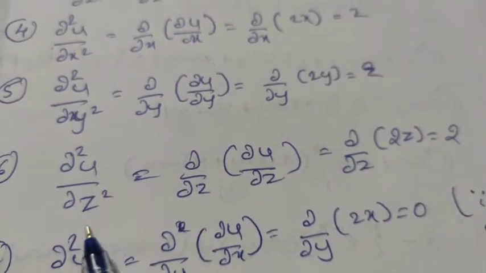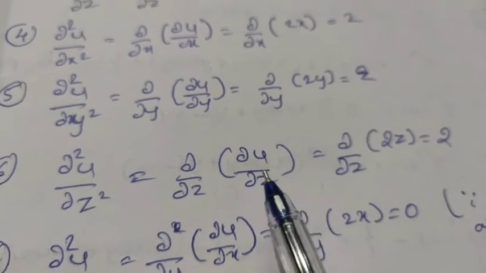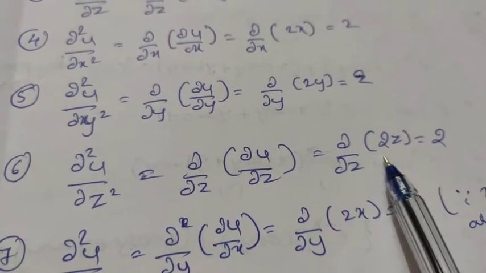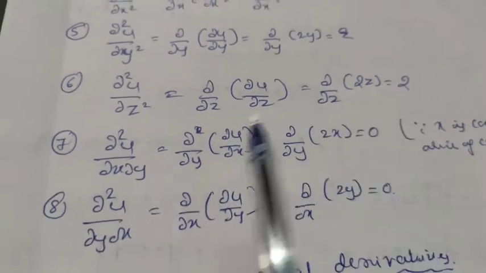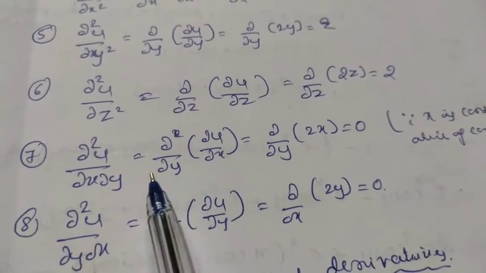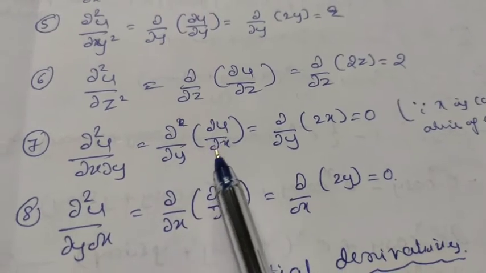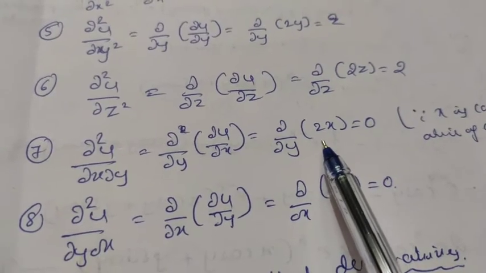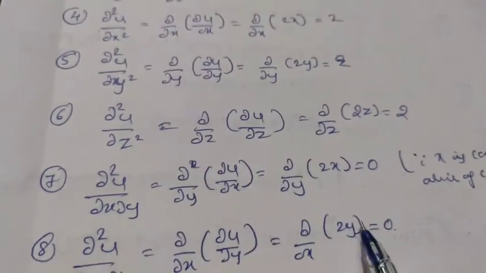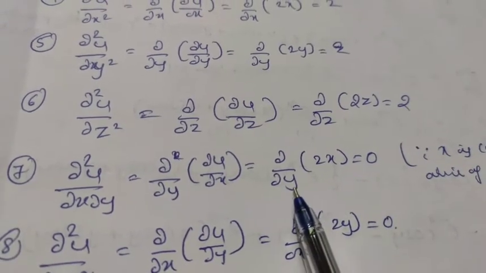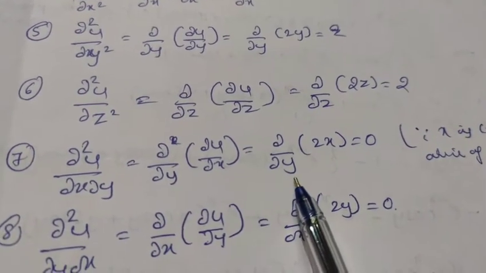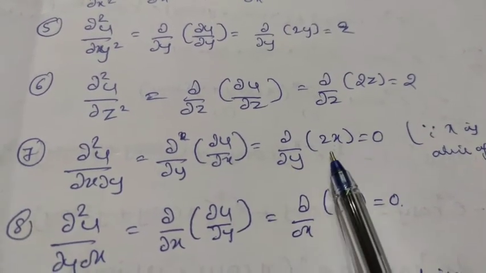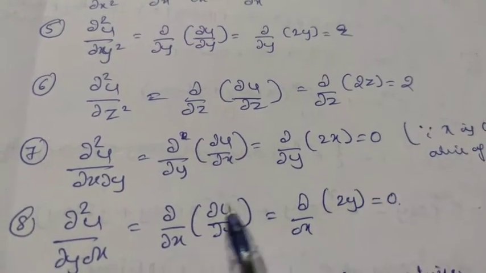Next is ∂²u/∂z², which is ∂/∂z of ∂u/∂z, and it is ∂/∂z of 2z, and the derivative of 2z with respect to z is 2. ∂²u/∂x∂y is ∂/∂y of ∂u/∂x. As we have done, the derivative of u with respect to x is 2x in the first example. So it is the derivative of 2x with respect to y partially. Here we are differentiating x partially with respect to y, which means it is a constant. The derivative of a constant is 0.